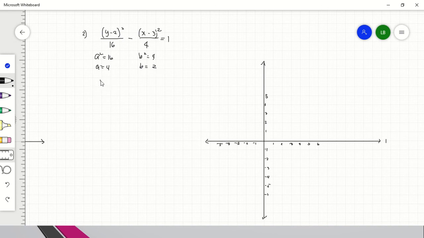So, c equals square root of a squared plus b squared. So, c equals square root of 16 plus 4. So, c equals square root of 20.